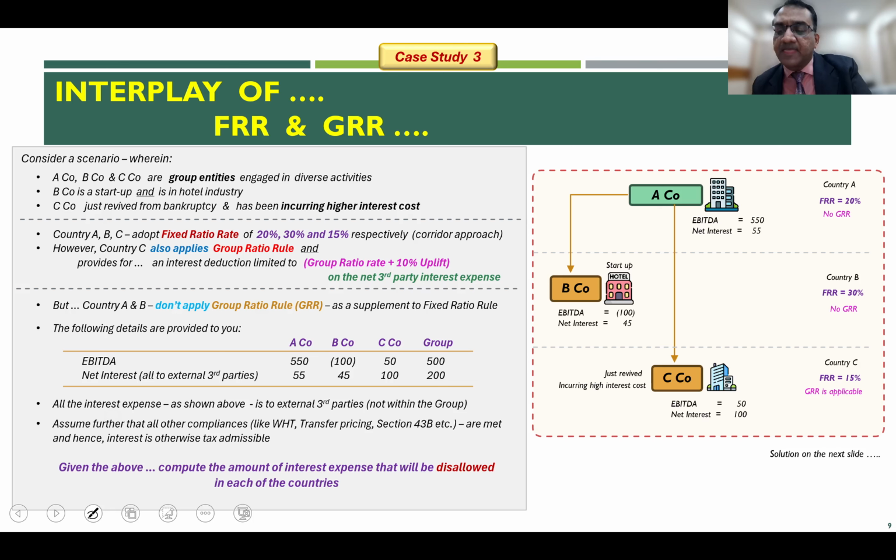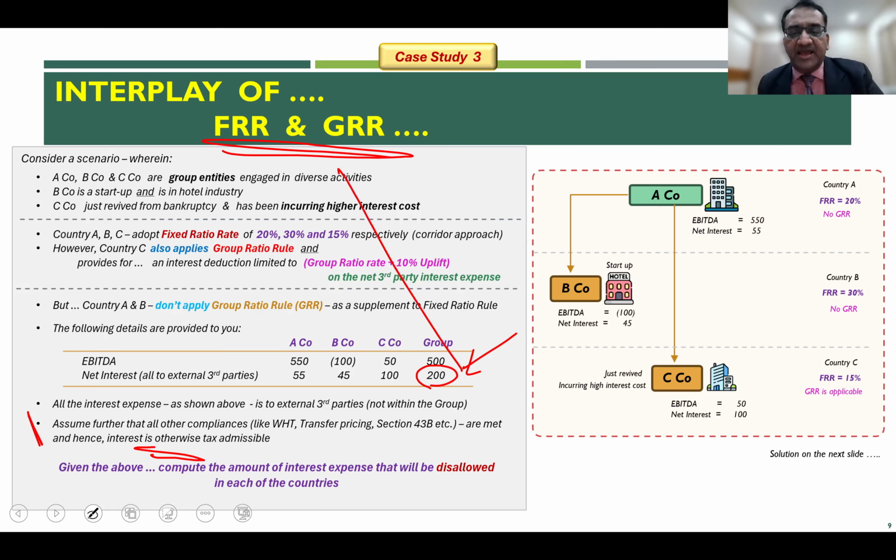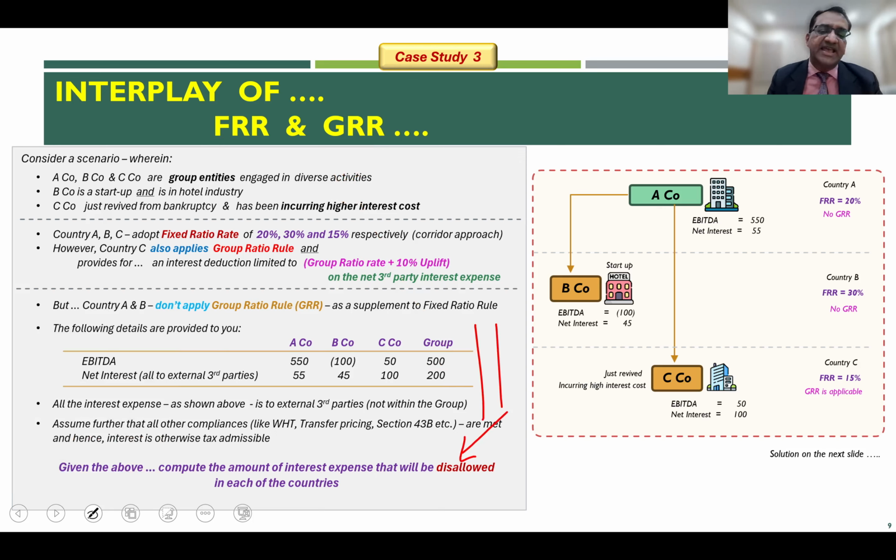Also, further assume that all the other regulatory compliances are met, and because of which interest inadmissibility is otherwise not applicable. That means technically, but for the application of these two rules, this 200 is otherwise tax admissible interest expense. So basically, we have to look purely at how FRR and GRR will work, and therefore this case study requires you to compute the interest expense that will be disallowed on the basis of the facts given here and these FRR and GRR. Okay, so let us see the solution in the next slide.